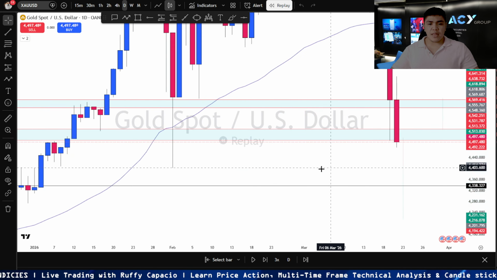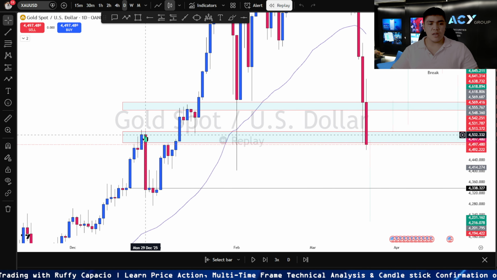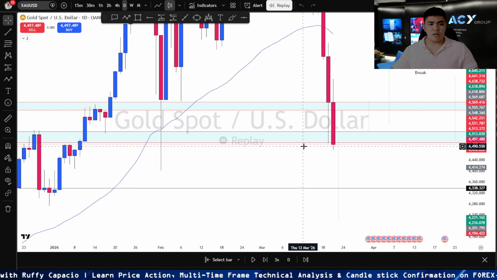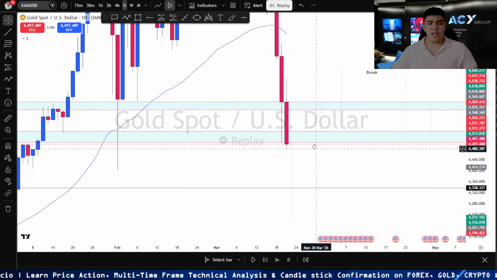So, right exactly this area, there is a strong daily support. As you can see here, resistance, resistance. Also here, a weak resistance. Therefore, this is a valid level.